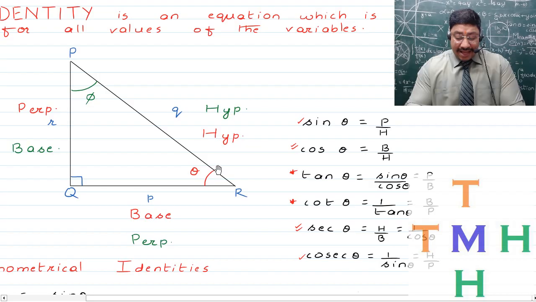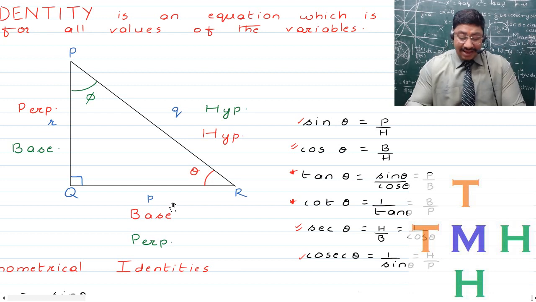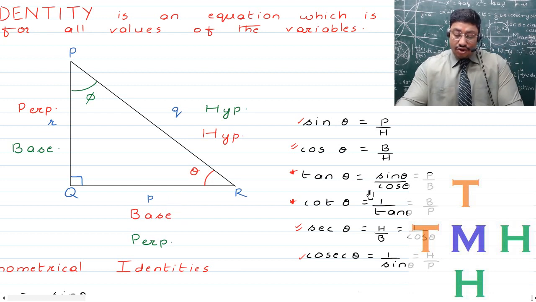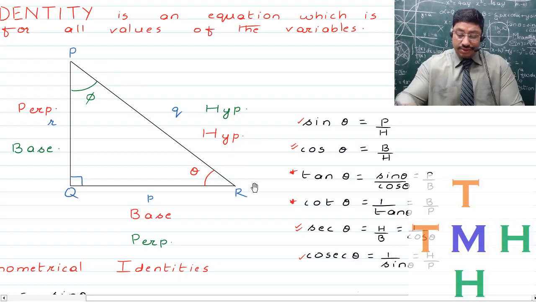That is this angle, which is known or unknown. The side which is in front of it will be known as the perpendicular, and the third side will be known as the base, right? So here, if we talk about sine of angle theta, then that will become equal to this perpendicular, which will be PQ, divided by the hypotenuse, which is PR.